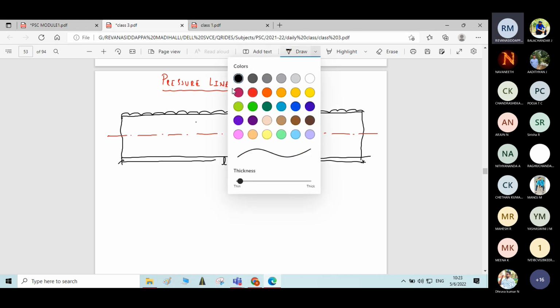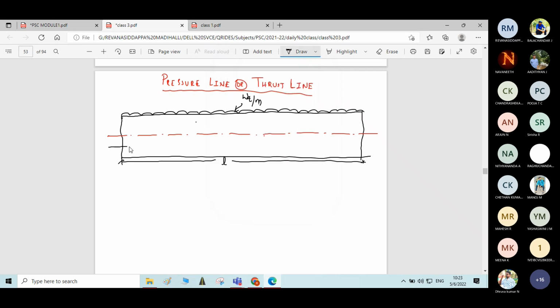Let me apply a pre-stressing force for the beam at an eccentricity e equal to h by 6. I will tell you why it is applied at an eccentricity of h by 6 only. P, the pre-stressing force, P.